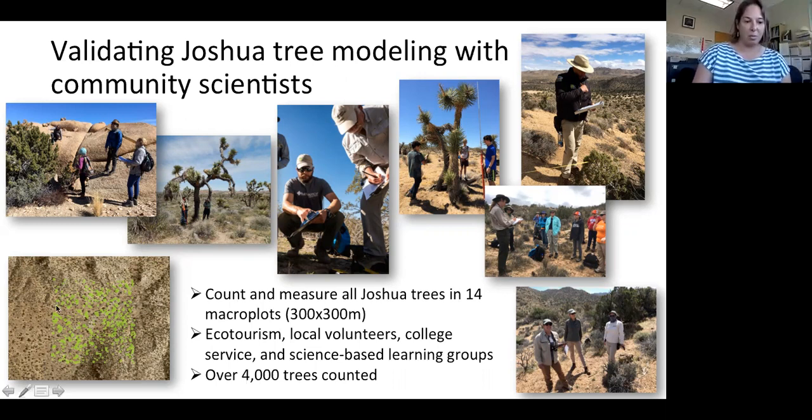This is what a macroplot looks like on the lower left there. That is a map of all of the Joshua trees within that plot. And I made the size of the tree correspond to the size of the bubble there. So you can see just the density of all the trees we counted at that plot. So there's a lot of hard work by a lot of fantastic folks.